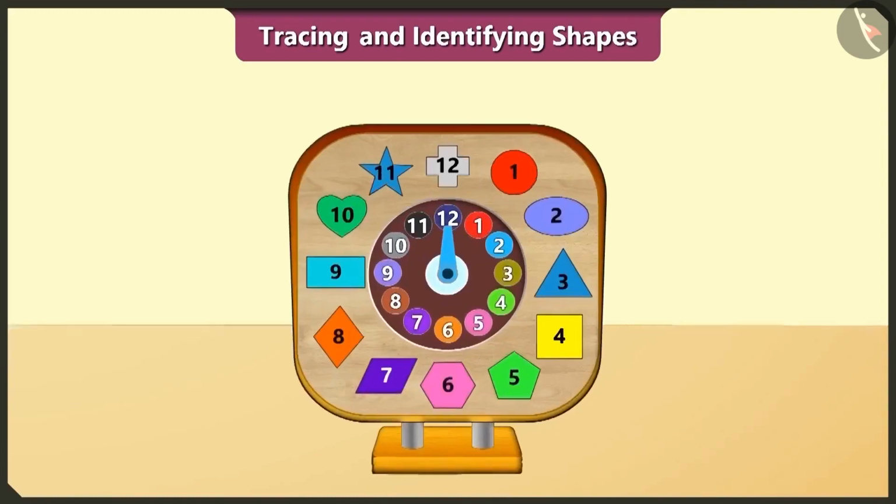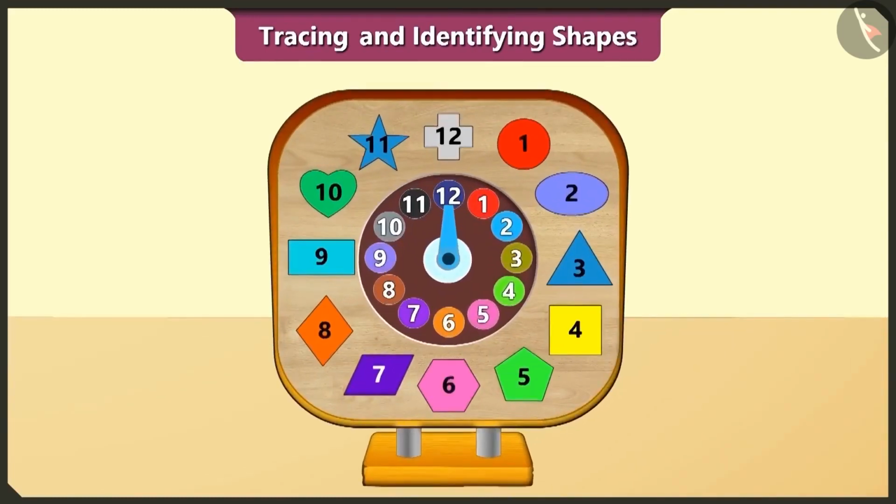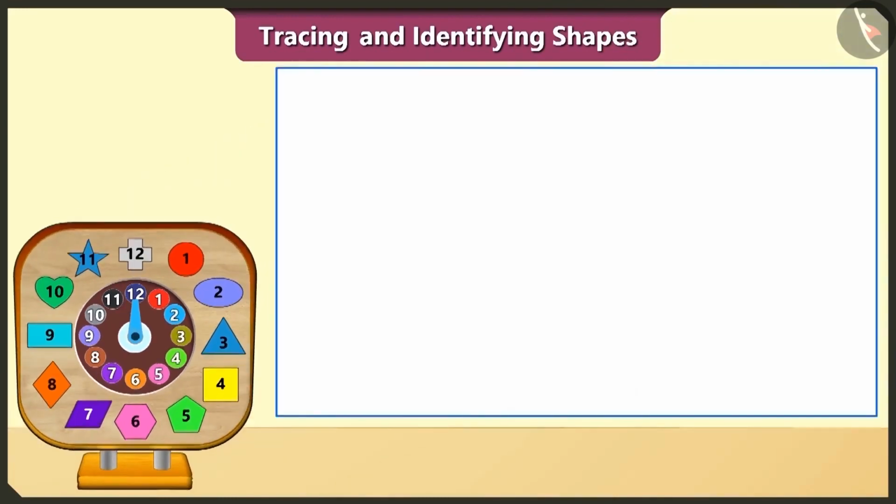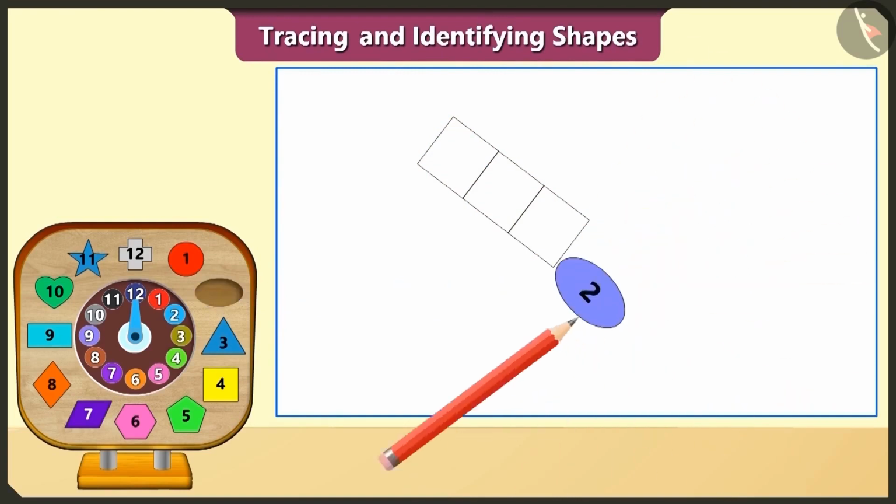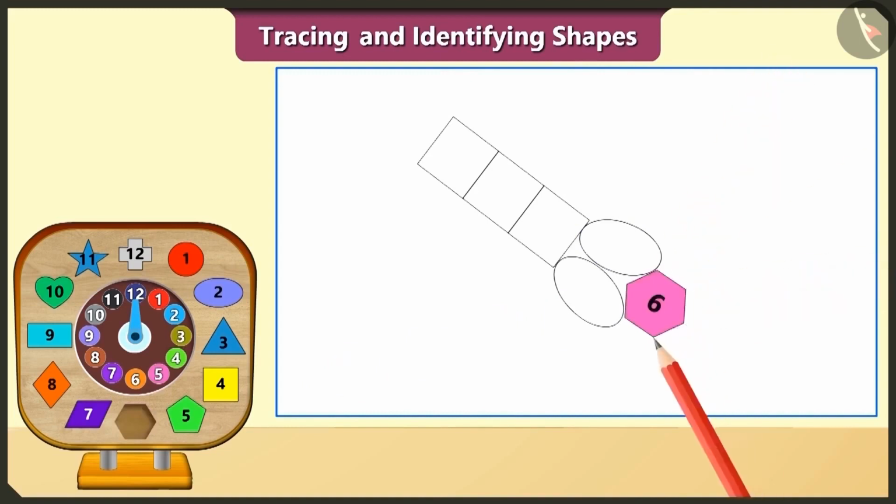Friends, now let's trace some of these shapes and draw a picture. First of all, we will trace the square shaped block and draw 1, 2, 3 squares. Let's now trace the ellipse. 1 and 1, 2 ellipses.